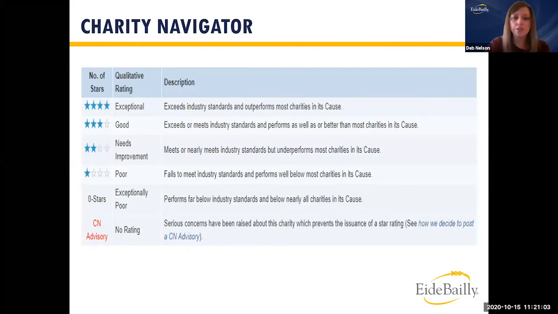And Kim, if you want to go to the next slide. The result of their evaluation is done using a 4-star rating system. So you can see 4 out of 4 stars means you're considered exceptional. While there's a 0 or even a cannot rate, which I think, if your organization is appearing on their site with those designations, that could cause some concern from donors, funders, or other individuals looking at your entity.